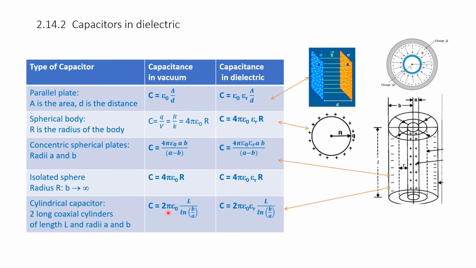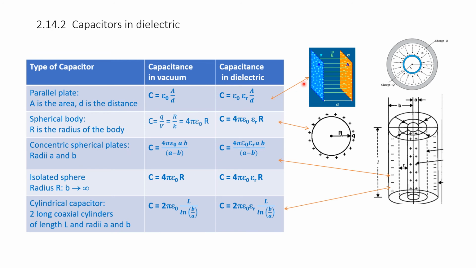These are the values of capacitance related to the physical dimensions of the capacitor. For the parallel plate capacitor, the physical dimensions are A and D, for the sphere 4 pi R square, and similarly for concentric spheres the respective dimensions are given, and the capacitance value in vacuum is given in column number 2. When we add a dielectric between these two parallel plates, or between these two radii, or between the inner and outer conductor, the value of capacitance gets changed.